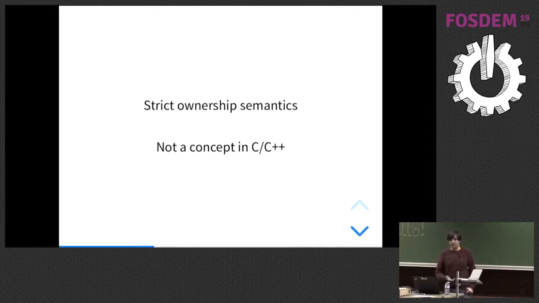Another thing Rust has is strict ownership semantics. This is not a concept in C and C++. In some modern C++, yeah, it is, but not really. It's not at least enforced by the compiler. So even with the most modern C++ standards, you can still do a lot of harm through memory management and stuff if you want to. And it's really easy to do without even wanting to do it.